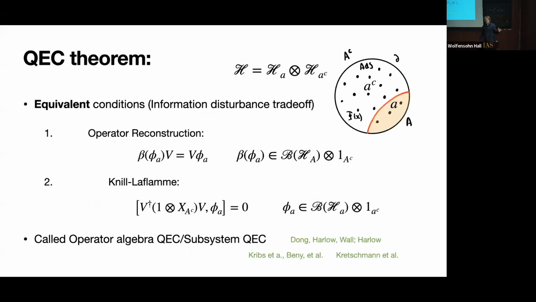And the way to characterize the quantum error correction properties of this code is via the following useful theorem. In particular, if I imagine the bulk Hilbert space factorizes, it's finite dimensional, so it potentially factorizes like this as a product of two Hilbert spaces associated to two bulk regions. In this case, they're going to be the entanglement wedge and the complement entanglement wedge.